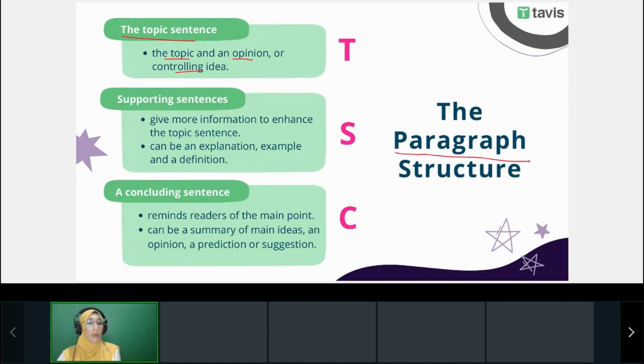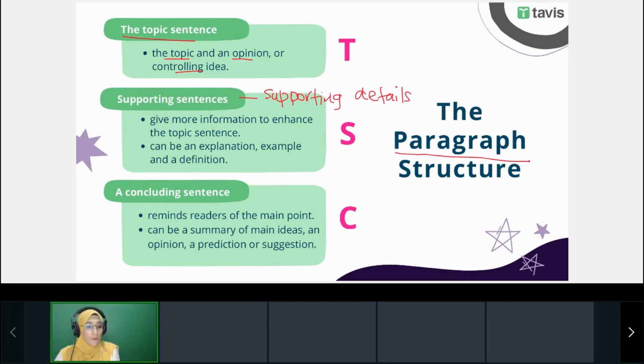All right. And then once you have thought about that, we need to move on to the supporting sentences. In this case, we call it the supporting details. So once you have your topic introduced, your idea introduced, then you need the details. This is where it gives you more information just to enhance the topic sentence, and it can also be an explanation or example or even a definition.